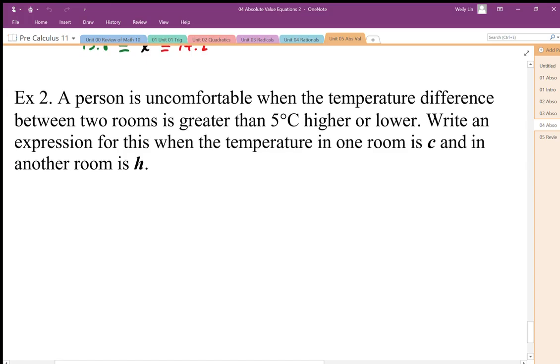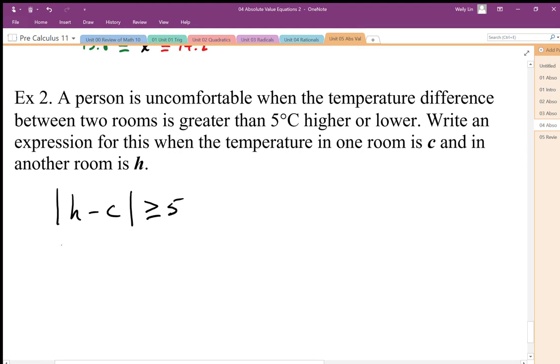Alright, so here's another problem. A person is uncomfortable when the temperature difference between two rooms is greater than 5 degrees. Write an expression for this when the temperature of one room is C and the other room is H. If we consider the difference in temperatures, we don't know which one's colder and which one's hotter. So we can say H minus C, the absolute value of that. Let's say that the person is going to be uncomfortable, so we're going to say that that is greater than or equal to 5.